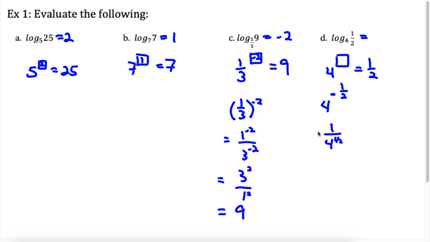And then a 1/2 power is the same as a square root. So this would be 1 over the square root of 4, which would be 2. So 4 to the negative 1/2 power is equal to 1/2. Okay, so that's what it means to evaluate logarithms.